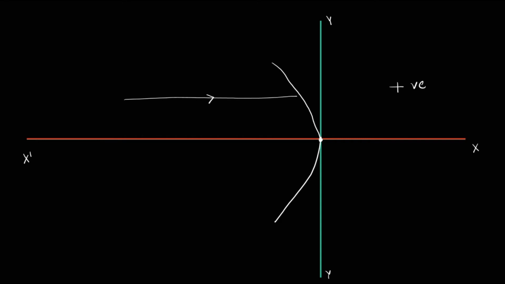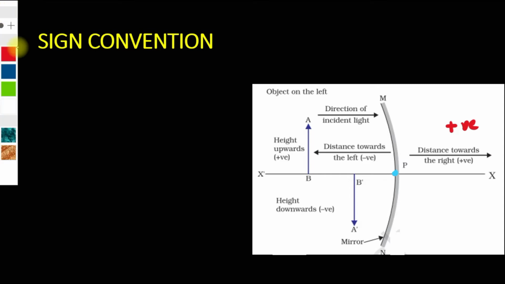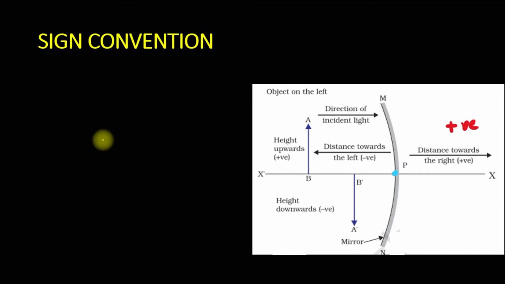So here see in the next slide, sign convention: the direction of light is this. So in the direction of light, this is positive. Here we have the positive sign, right? Now distance toward the left, that is negative. So distance from the pole here we take as negative. So this is negative. Now the height of the object, that is AB, toward the positive y-axis is taken as positive, and toward the negative y-axis height is taken as negative. So in the direction of the incident ray, everything is positive. So this is positive, this is negative.